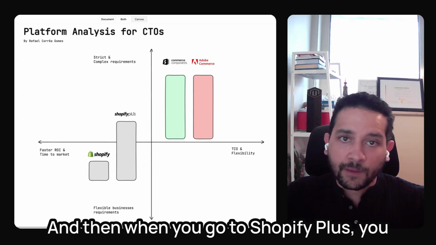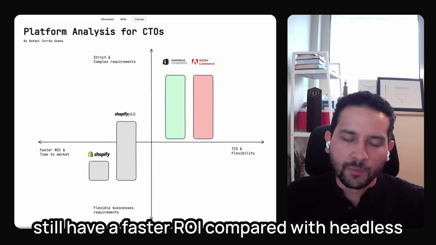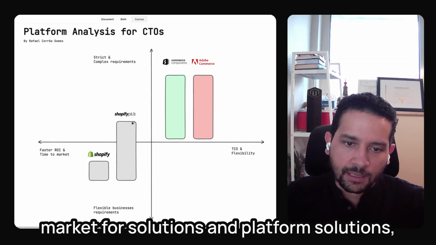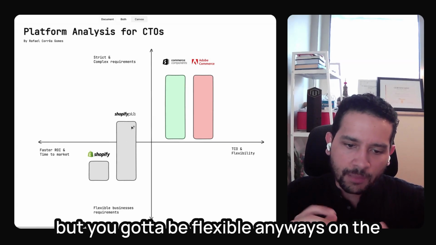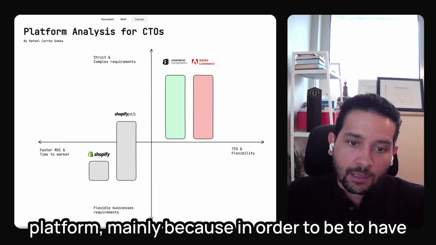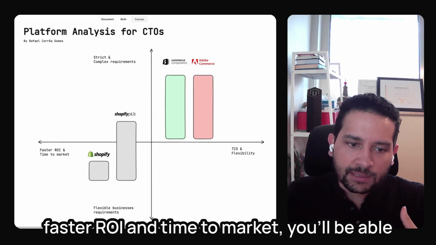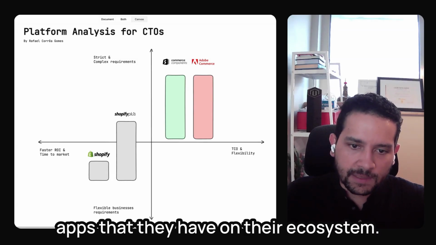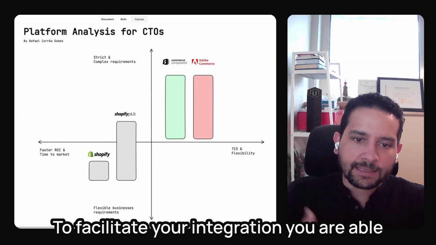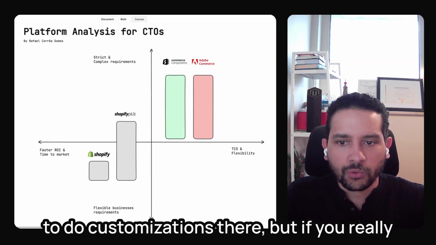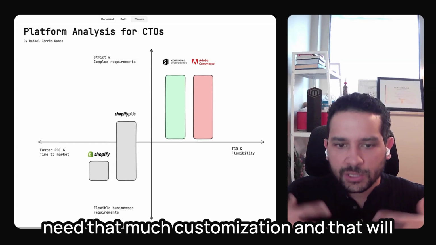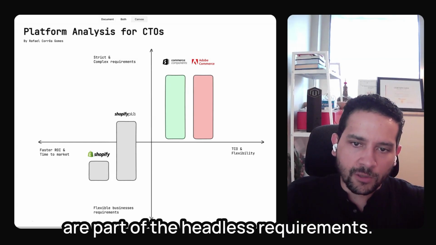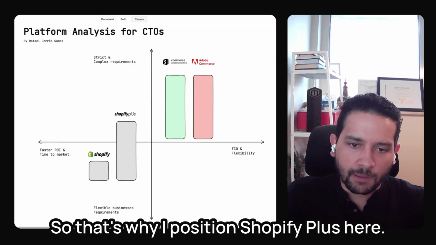And then when you go to Shopify Plus, you still have a faster ROI compared with headless platforms. You still have a very good time to market for platform solutions, but you've got to be flexible anyway on the platform. Mainly because in order to have faster ROI and time to market, you need to leverage the 10,000 apps that they have in their ecosystem to facilitate your integration. You are able to do customizations there, but if you really need that much customization, that will increase your TCO, and probably those requirements are part of the headless requirements. So that's why I position Shopify Plus here.